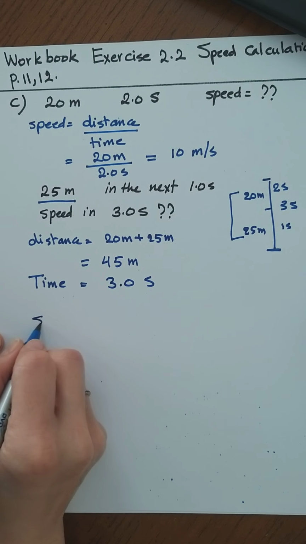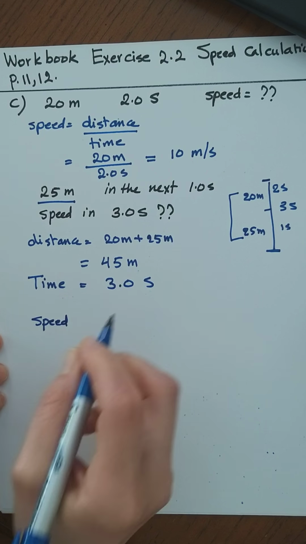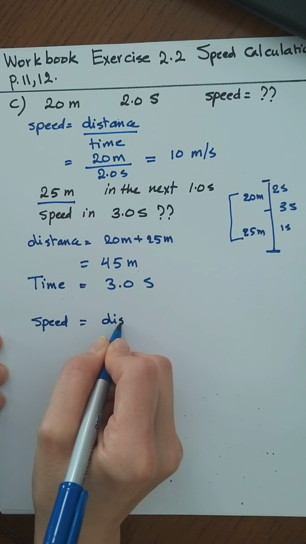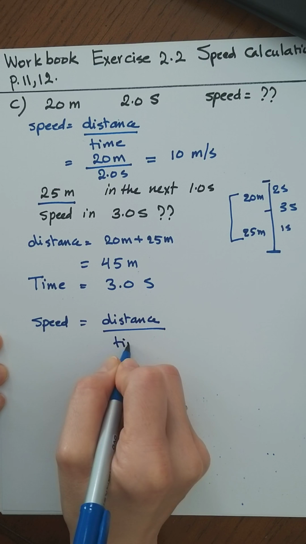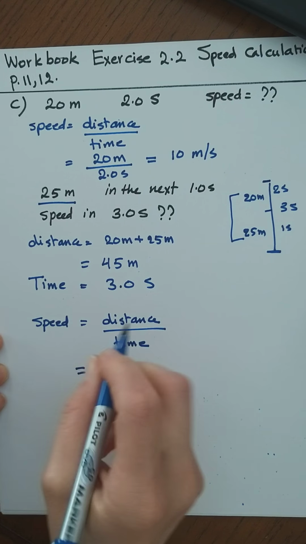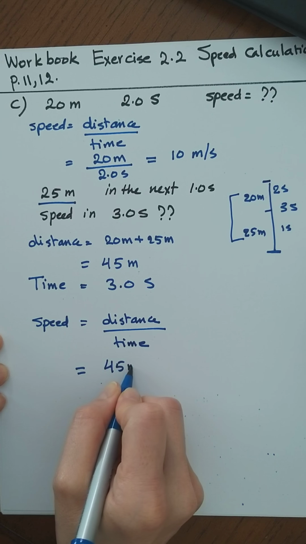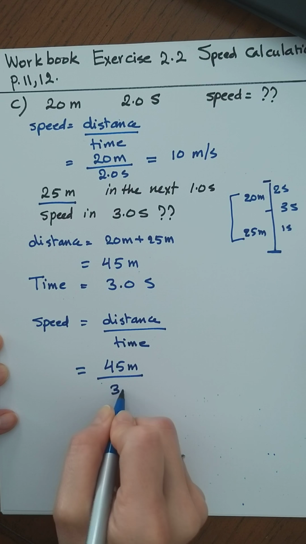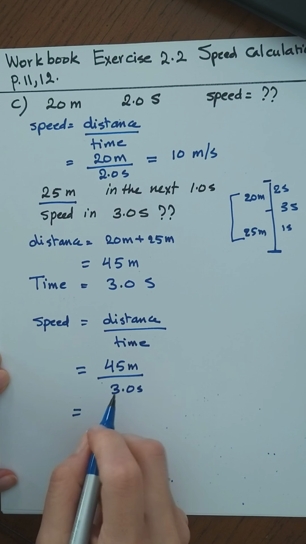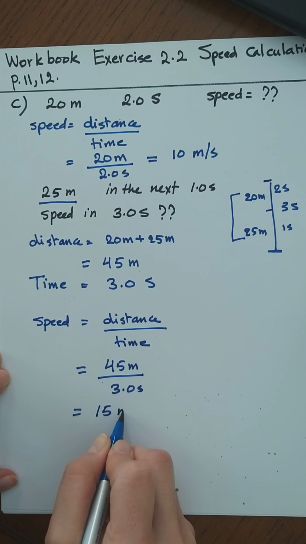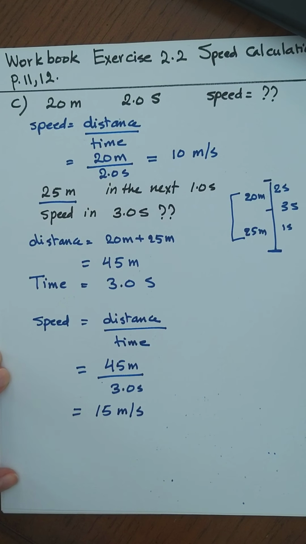So speed equals distance divided by time. Our distance is 45 meters and our time is 3 seconds. Speed is 15 meters per second.